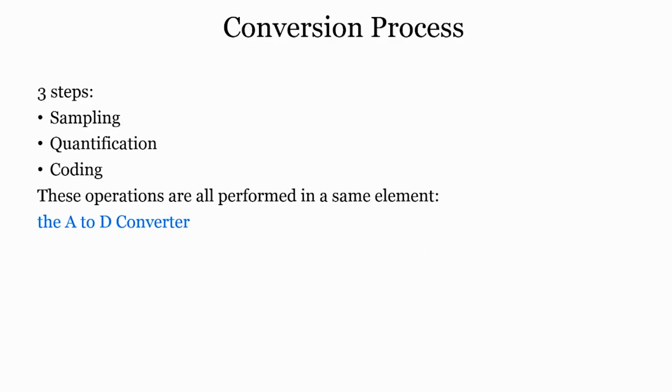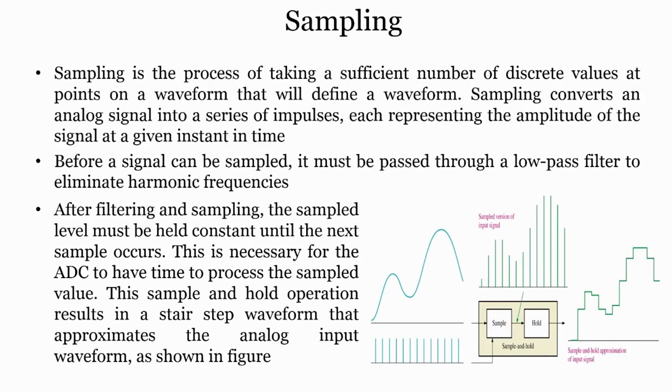Now, when you talk about the conversion process, there are 3 steps that you should remember. The first step is sampling, the second step is quantification, and the third step is coding. These operations are all performed in the same element, which is your A to D converter. So, 3 things happen when you convert the signal. Now, what is sampling? Let us see.